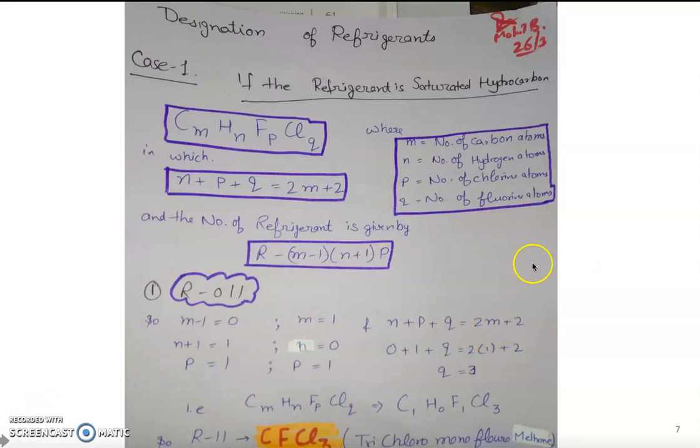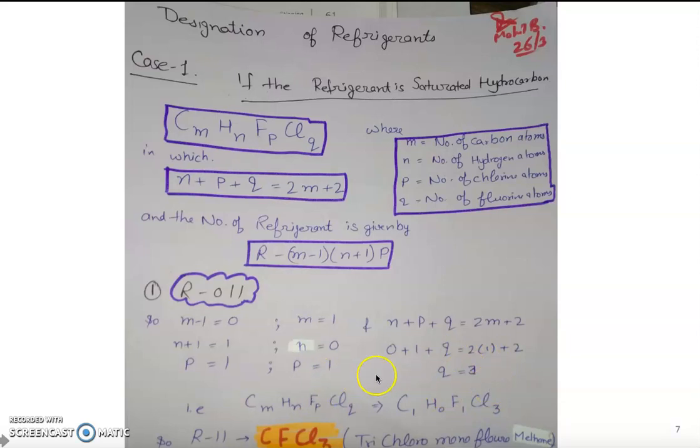So here we are seeing there is a little bit of correction. The number of chlorine atoms is shown with Q and the number of fluorine atoms is written with P. So this is a correction over here. We have calculated the number of chlorine atoms, that is 3.